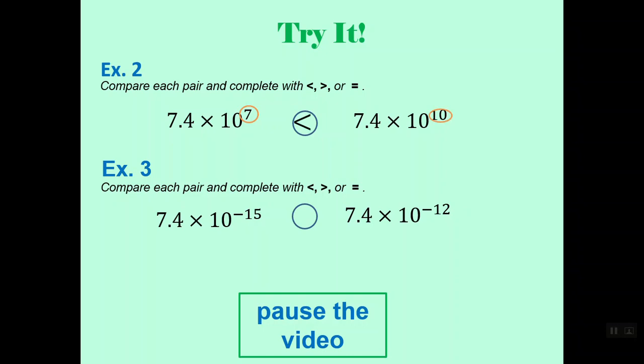We've got 7.4 times 10 to the negative 15th power, and we're comparing it to 7.4 times 10 to the negative 12th power. Again, we're shifting that decimal to the left, and with 10 to the negative 12th power, we are shifting it 3 less spaces to the left, which would then make 7.4 times 10 to the negative 15th power less than 7.4 times 10 to the negative 12th power. If you are confused, please pause the video and just go ahead and write out the numbers and you'll see.